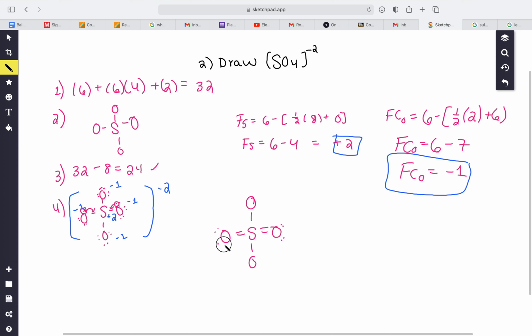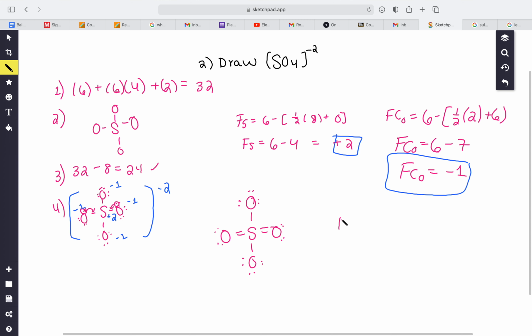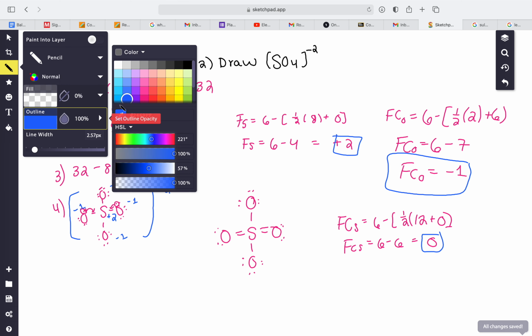2 oxygens on the double bonded and 2 oxygens on the single bonded oxygens. And now let's redo those formal charges, right? So let's do the new formal charge of the sulfur. We have 6 minus the bonding, which is 1, 2, 3, 4, 5, 6, 7, 8, 9, 10, 11, 12, half of 12, plus there's no non-bonding. So the formal charge of sulfur is going to be 6 minus 6, which is going to be 0. So that would be our answer there. It doesn't have a formal charge. Awesome. That's already great. We already got rid of one of the formal charges.